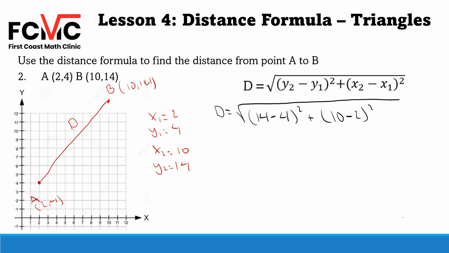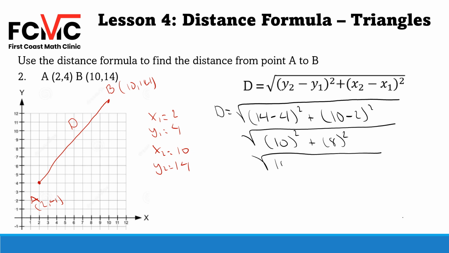Let's simplify this. 14 minus 4 is 10 squared, plus 10 minus 2 is 8 squared. 10 squared is 100. 8 squared is 64. And then we get 100 plus 64 is 164. So 164 isn't a perfect square. So what we can do is break this up into square root of 4 times square root of 41. So 4 is the largest perfect square that goes into 164.